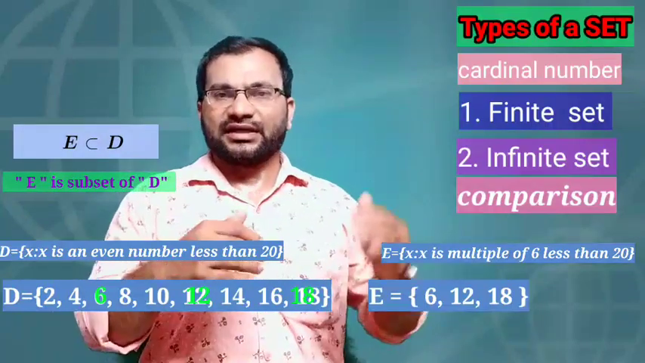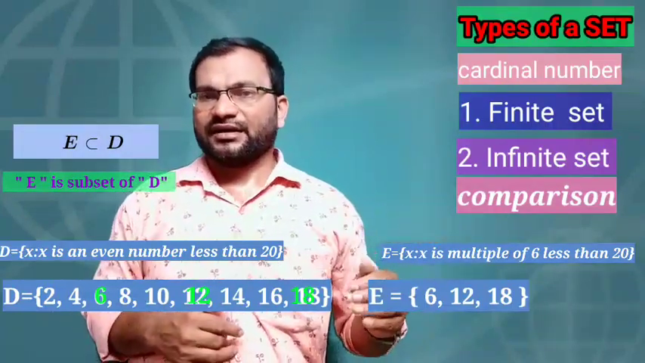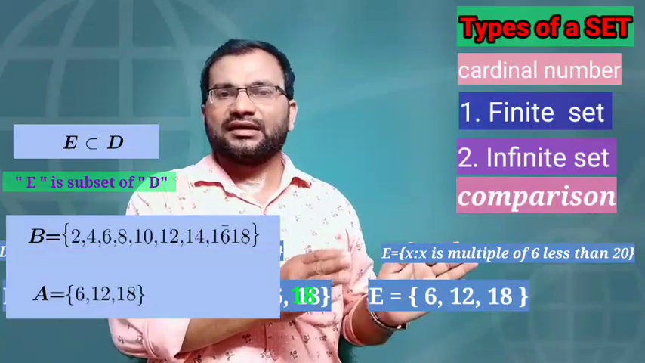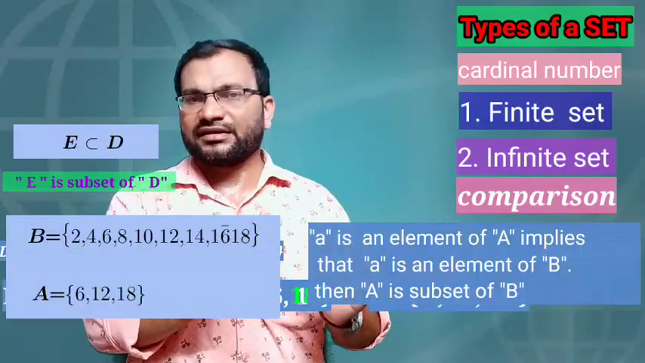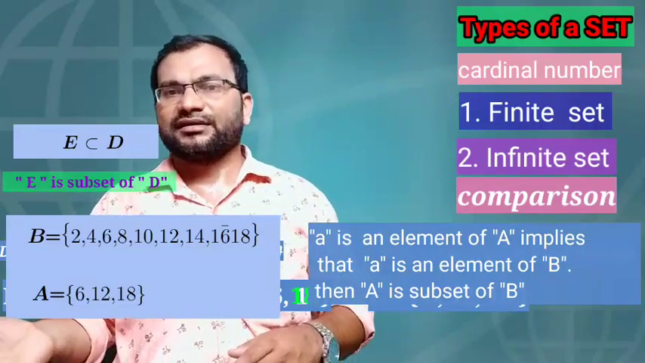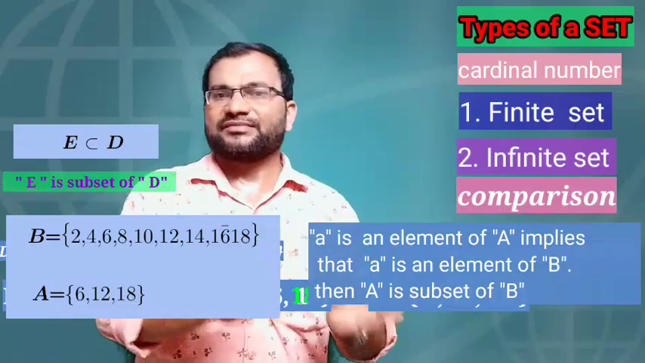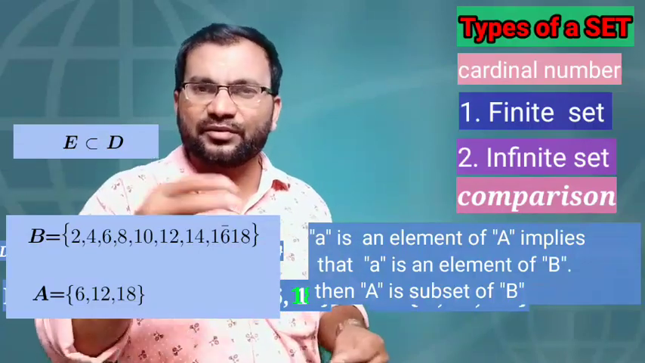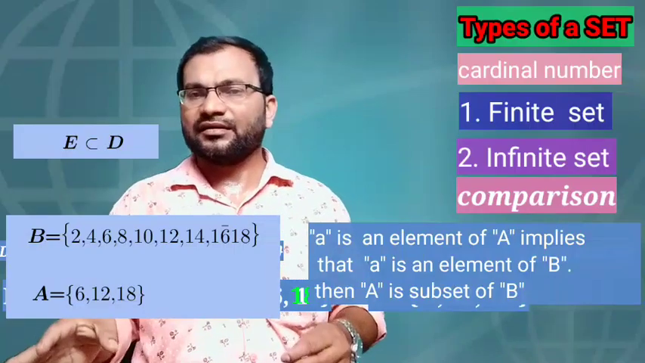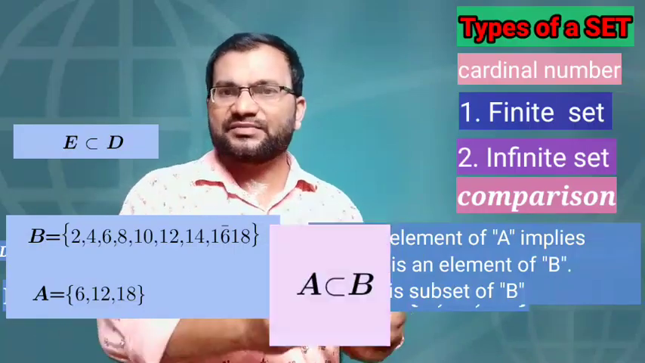So I take the set D as B and the set E as A. So here if x is an element of A, that implies x is also an element of B. Then we call A a subset of B. Every element in A is in B. We can say A is a subset of B.